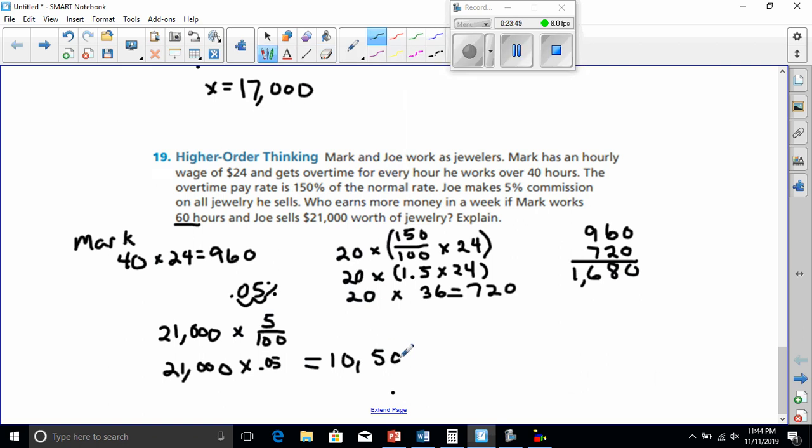Sometimes you have to look at your answer and say, that doesn't make a lot of sense. And for me, 5% of 21,000 shouldn't have been over half of it. So that told me I did something wrong, and I was able to go and recompute. So now I know that it's really 1,050, and since 1,680 is way more than 1,050, I can say that Mark made more money. He wants to know who made more, right? Who earned more money in the week? Yes, Mark earned more.